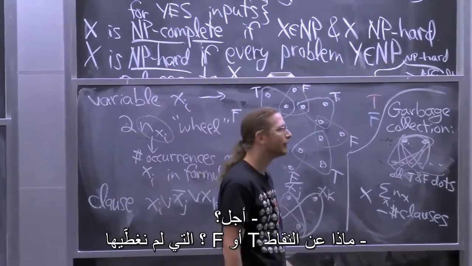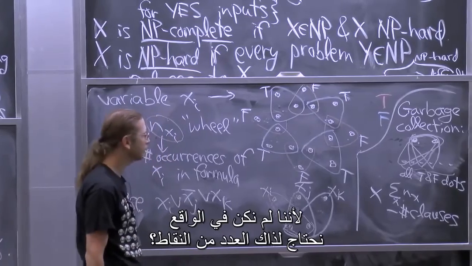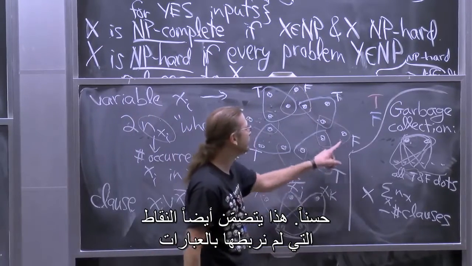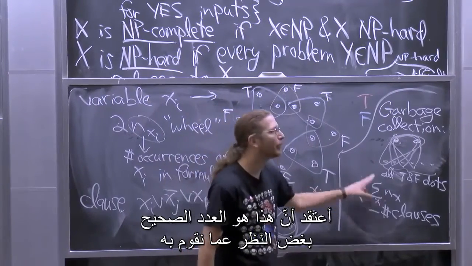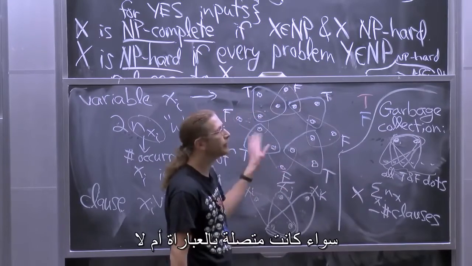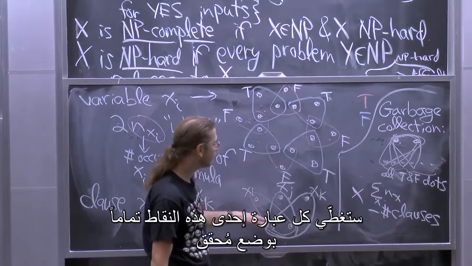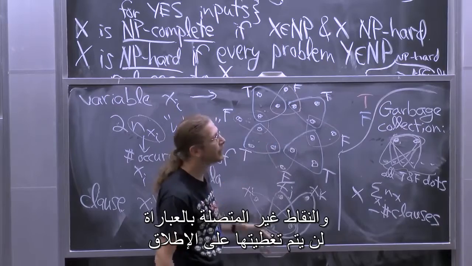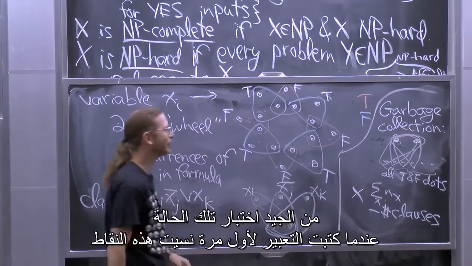Yeah? Real quick, what about the T or F points that we didn't cover because we didn't actually need that many? Right, so this also includes the points that weren't even connected to clauses. I think this is the right number no matter what, because this is counting the total number of uncovered guys, whether they're connected to clauses or not. Each clause, in a satisfied situation, will cover exactly one of those points. The ones that aren't connected to clauses won't be covered at all, but that will still be in this difference. So yeah, it's good to check that.